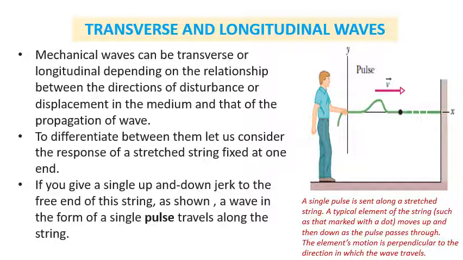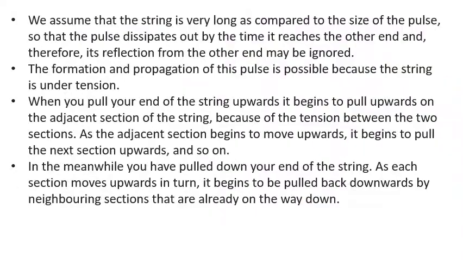If you give a single up and down jerk to the free end of this string as shown, a wave in the form of a single pulse travels along the string. We assume that the string is very long as compared to the size of the pulse. So the pulse dissipates by the time it reaches the other end, and therefore its reflection from the other end may be ignored. The formation and propagation of this pulse is possible because the string is under tension.